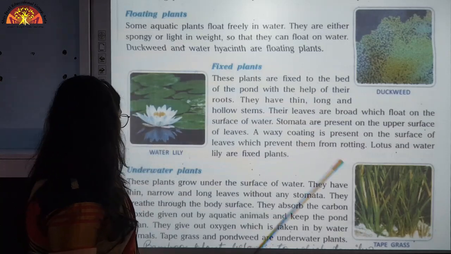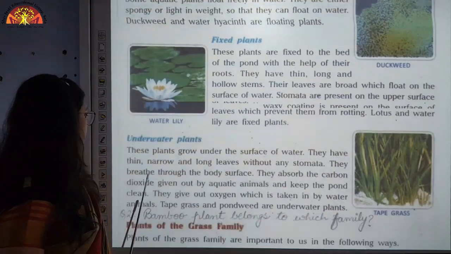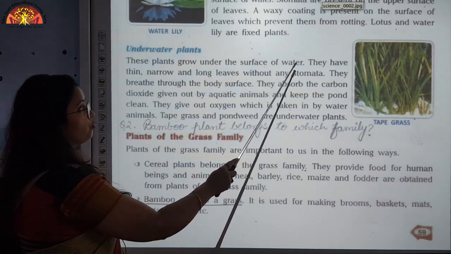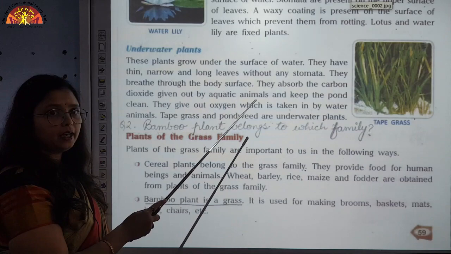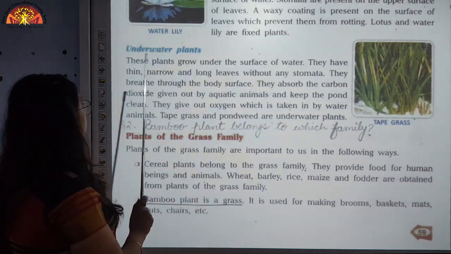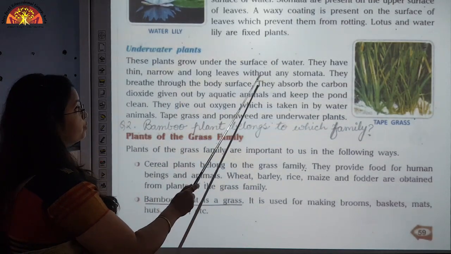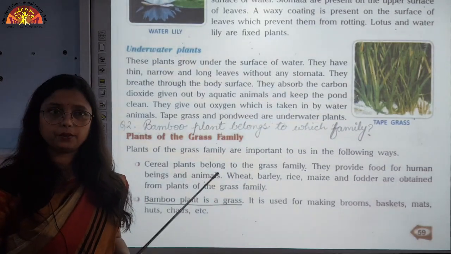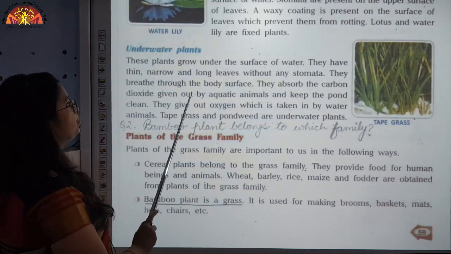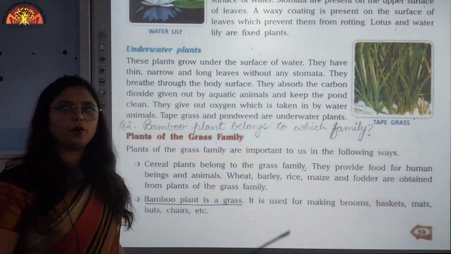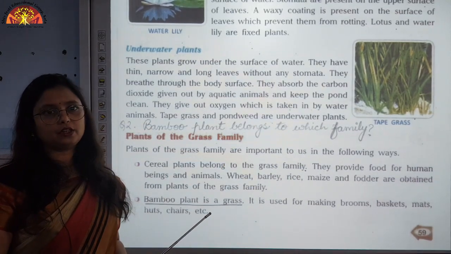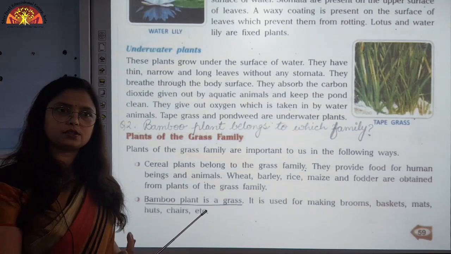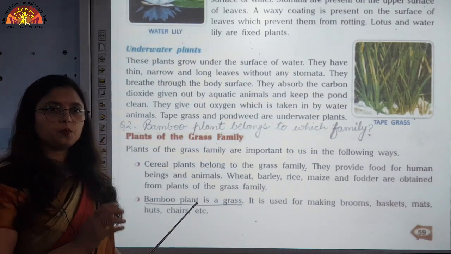Okay. Now, we come to the last, that is underwater plants. Now, these plants grow under the surface of water, as the name says, underwater. So, they are below the surface of water. They have thin, narrow and long leaves without any stomata. Now, if there are no stomata, then how do they breathe? So, they breathe through the body surface. Their complete body surface helps in exchange of gases. They take carbon dioxide through their complete body surface and give out oxygen through the same complete body surface.